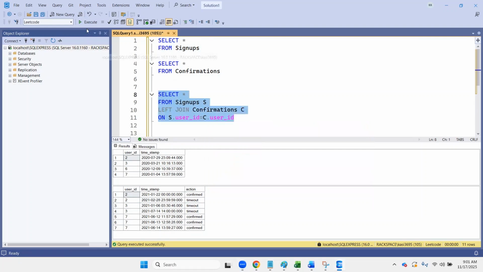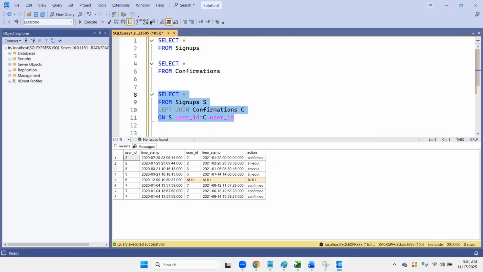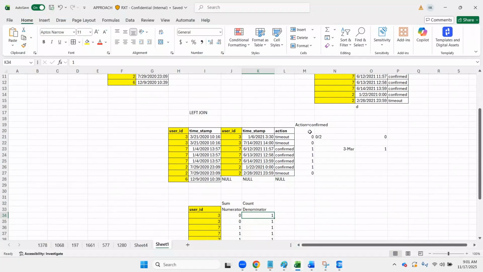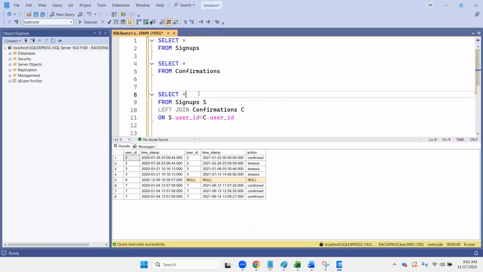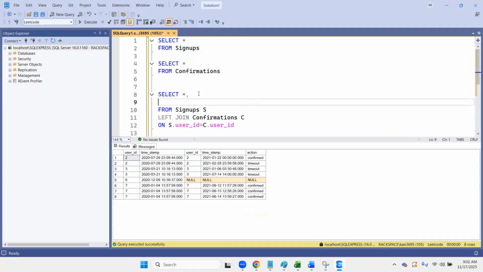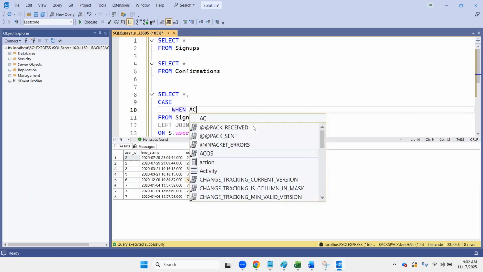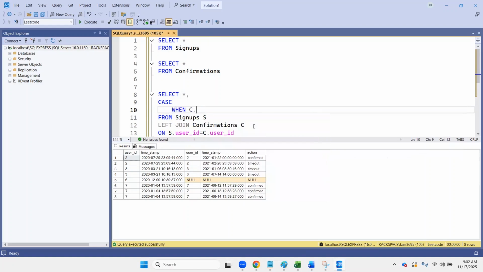Now we are seeing a big table. From that, we have to prepare the numerator and denominator. For the numerator, what exactly do we require? We want only the people who confirmed, so confirmed records. For that, I'm writing the query with a case statement: when the confirmation table's action equals confirmed.